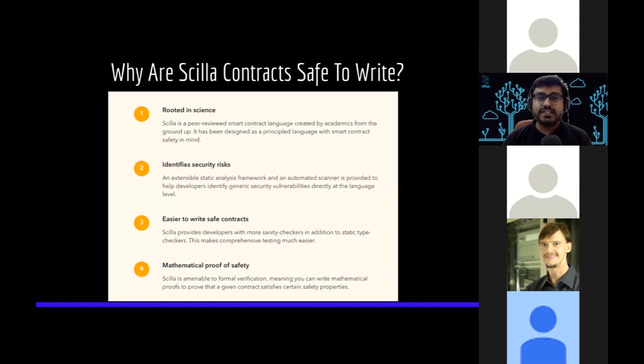And why are Scilla contracts safe to write? You can just have a look, it's all peer reviewed. Amrit and Ilya were the two main designers of Scilla. Ilya is a professor at NUS. You can read the Scilla white paper as well. And it's easier to write mathematical proofs for Scilla because of its functional programming origins.